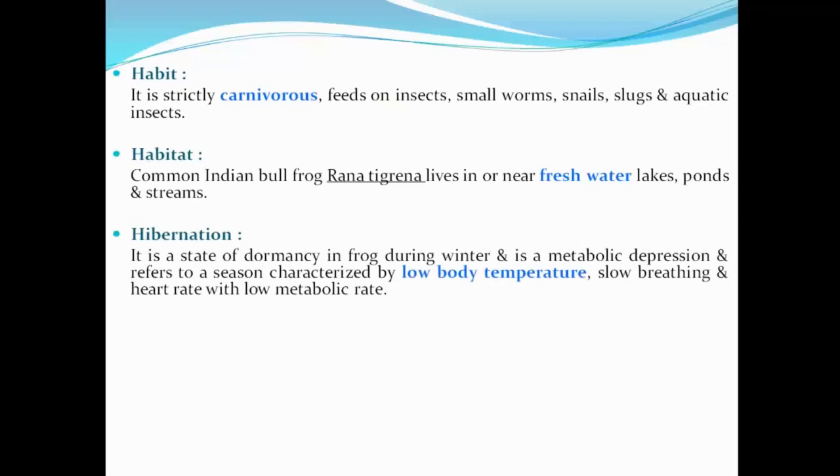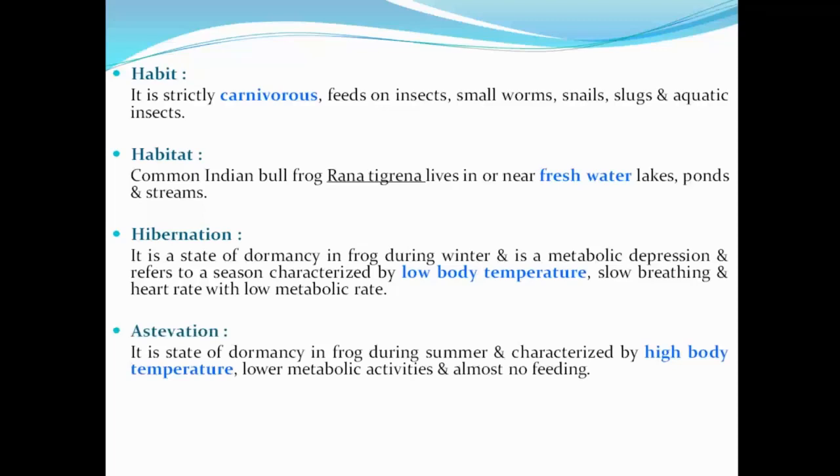The common bullfrog undergoes two dormant stages, of which the first one is hibernation. Hibernation is a state of dormancy in frog during winter, and it is a metabolic depression characterized by low body temperature, slow breathing, and heart rate with a low metabolic rate. The second dormant state is aestivation. Aestivation is a state of dormancy observed in frogs during summer season and which is characterized by high body temperature, lower metabolic activities, and almost no feeding.